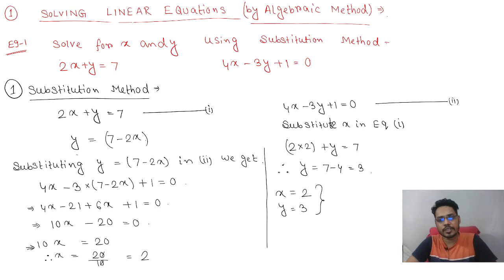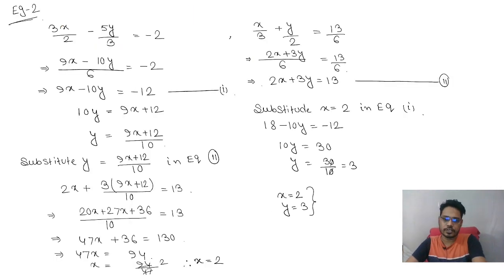In the substitution method, two equations are there. From equation number 1, just find the value of y, and then substitute the value of y in equation number 2, and you will get the value of x. After getting the value of x, just substitute this value of x in equation number 1. If you put the value of x in equation number 1, you will get the value of y easily. So x is 2 and y is 3 in this equation.